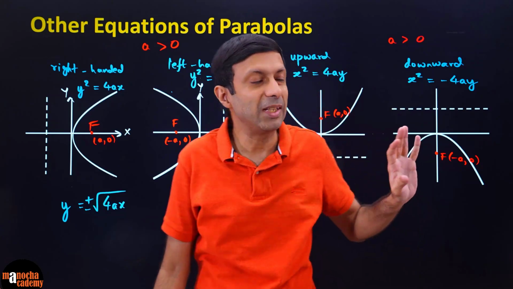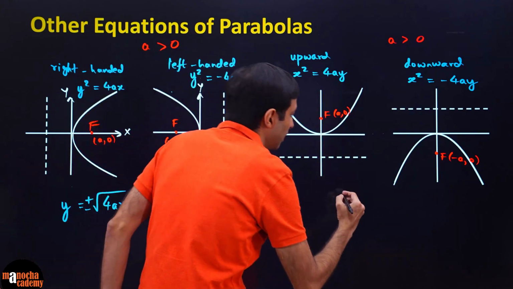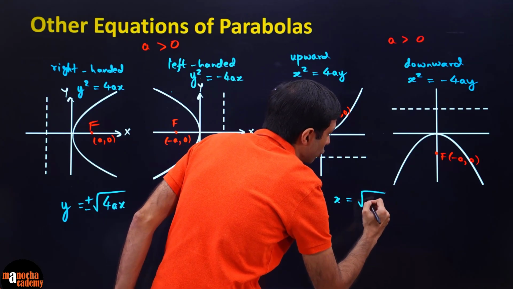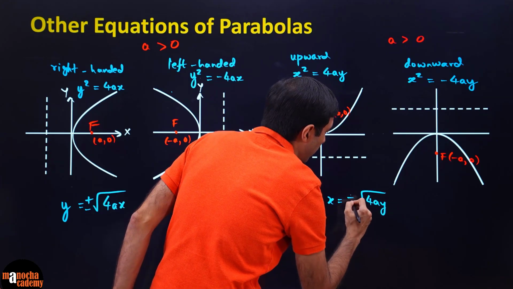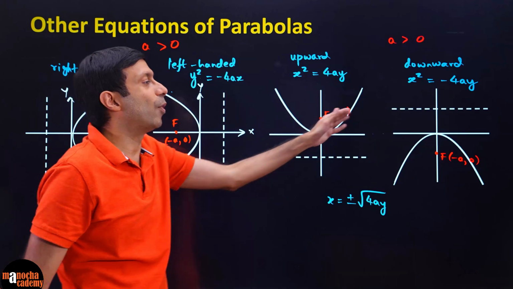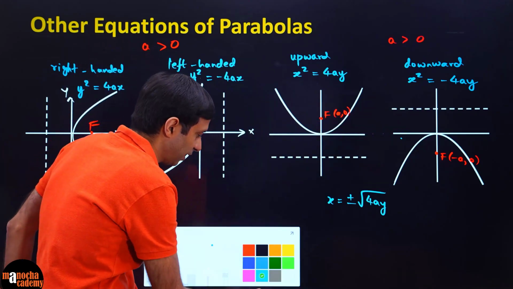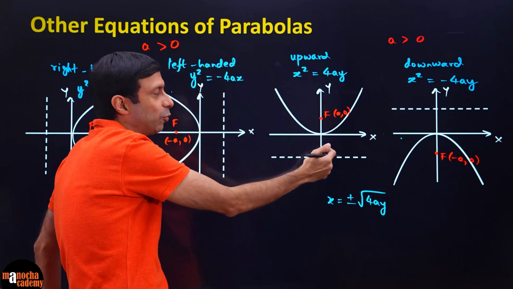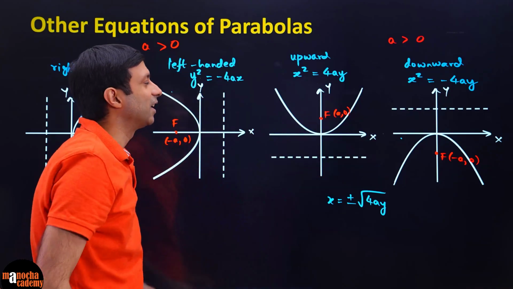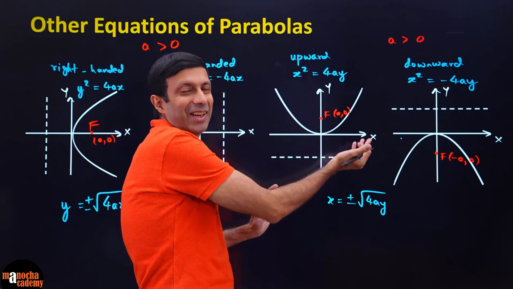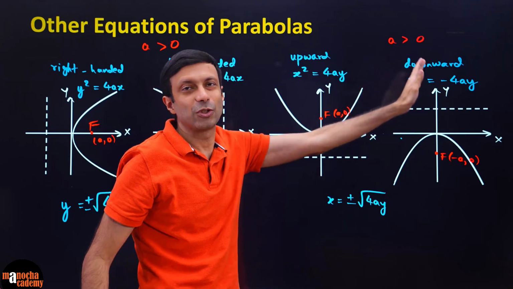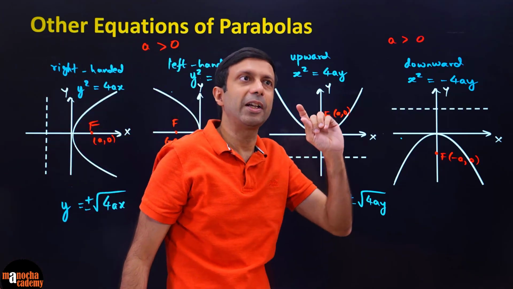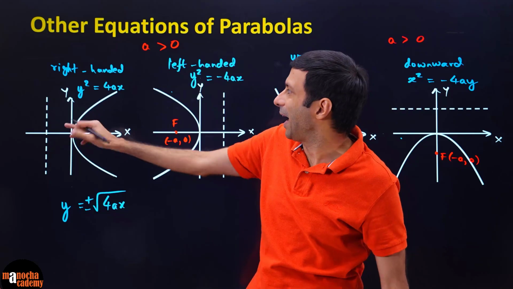Clear? Now if you come to the upward and downward case, if you take x square equal to 4ay and write it as x equal to the square root of 4ay, then for every y value, I can have a positive x and a negative x. Take a look, guys. For every y value that you put in, you can have a positive x and a negative x. That's why it has both positive and negative x values, and the axis of symmetry is along the y-axis. Clear? So one easy way to remember: whenever we write a y square parabola, that will be about the x-axis.